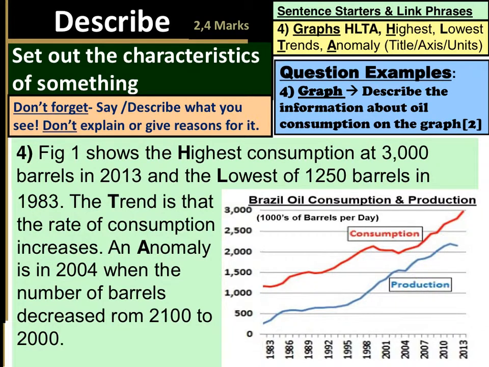Here's a possible answer. It says figure 1 shows the highest consumption at 3,000 barrels a day in 2013, which is there, and the lowest at 1,250 barrels in 1983, which is about there. The trend is that the rate of consumption increases, and anomaly is in 2004 when the number of barrels decreased from 2,100 to 2,000. And that's an example of how to approach it. It's the highest, the lowest, the trends, and the anomaly. And you can see how that structure has worked in this question.